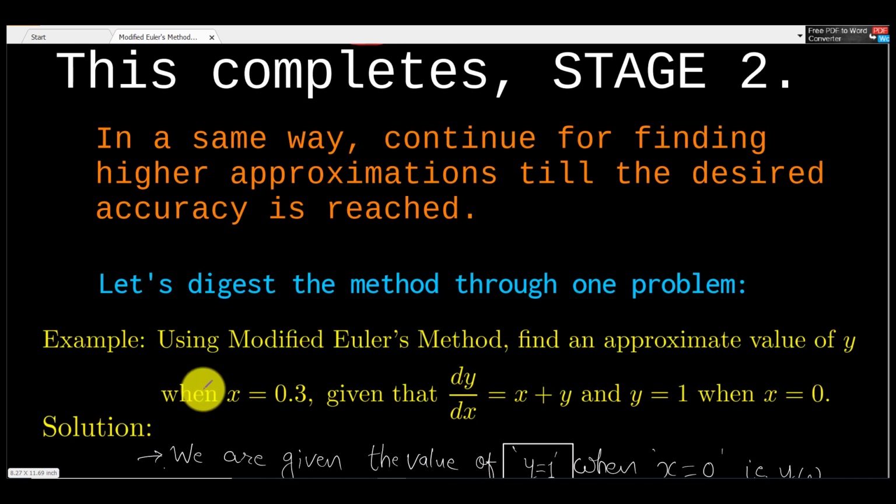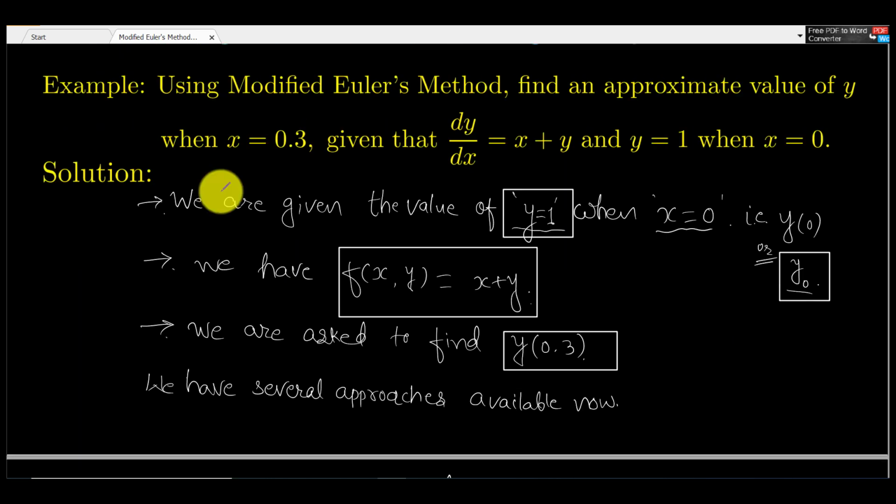Let's digest the method through one problem. Okay, now let's see the problem. Using modified Euler's method, find an approximate value of y when x is equal to 0.3, given that dy by dx is equal to f of x y, which is x plus y, and y equal to 1 when x equal to 0. Clear? Let us write down what we have and what we want to achieve. We are given the value of y equal to 1 when x equal to 0, that is y naught. Obviously, this is my initial approximation.